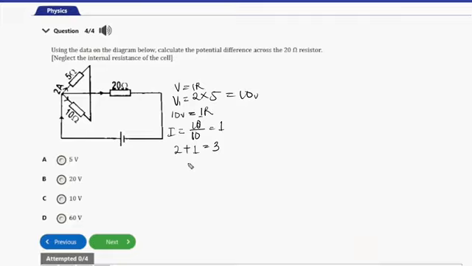So if 3 amps is the current getting to the 20 ohm resistor, we can now calculate V2, that's the voltage across the 20 ohm resistor. So that will be V2 is equal to I2 times R2. So in this case, the V2 will now be current, which is 3 amps, times the resistance, which is 20 ohms. So 3 times 20, guys, is 60 volts, and that's the answer to this question, option D here.